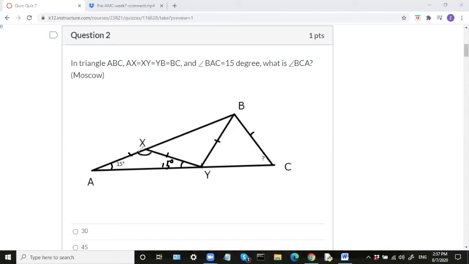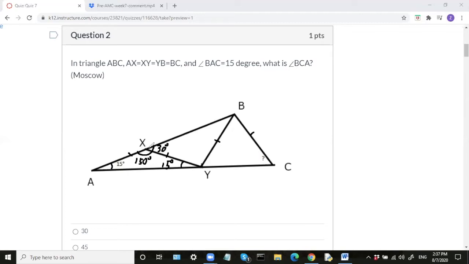So for this angle AXY, we know the sum of the 3 interior angles in a triangle equals 180 degrees. So we use 180 degrees, subtract 15 and 15 degrees, so subtract 30 degrees. So this one is 150 degrees. Okay, angles AXY and YXB are a linear pair, so they are supplementary to each other. So we use 180 degrees, subtract 150 degrees, that is 30 degrees.